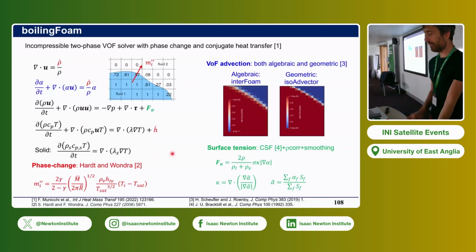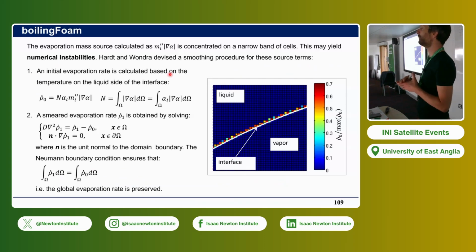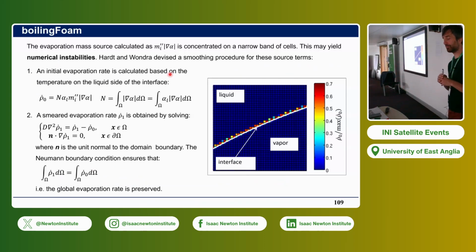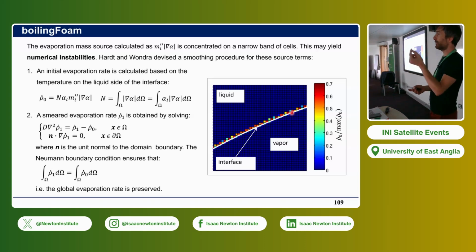And so this is, let's say, our solver packaged up in one single slide. And I'm going to talk to you very quickly about this smoothing of the evaporation source term now, because in principle, the evaporation source term is only on the cells of the interface where you have a gradient of volume fraction different from 0. So only very few cells have evaporation there. But you can imagine that the evaporation rate could be quite high.